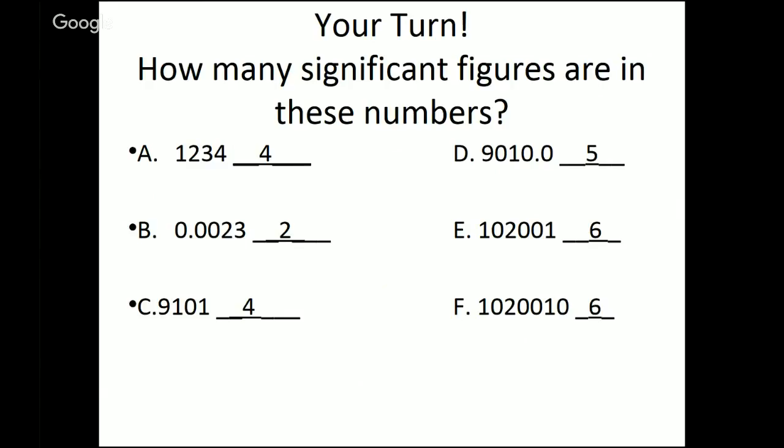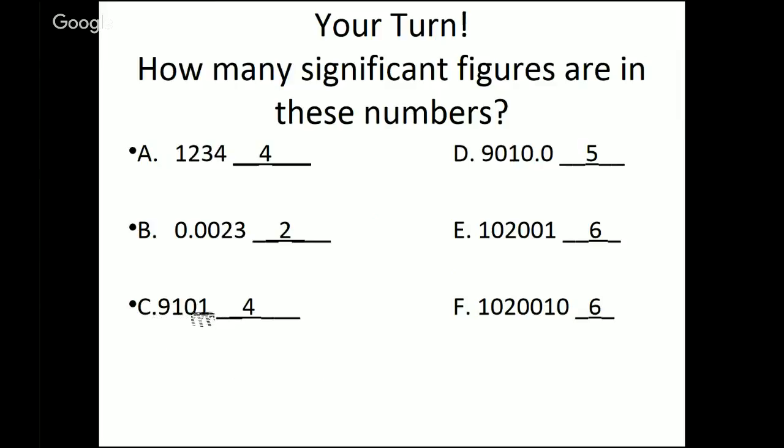Okay, hopefully you took some time and worked this out. Here are the correct answers. A, obviously all of the numbers in this figure are non-zeros, so they are all significant. Therefore, it has 4 sig figs. B, these zeros are on the left. They are leading zeros, which are not significant, so only the 2 and the 3 are significant here.